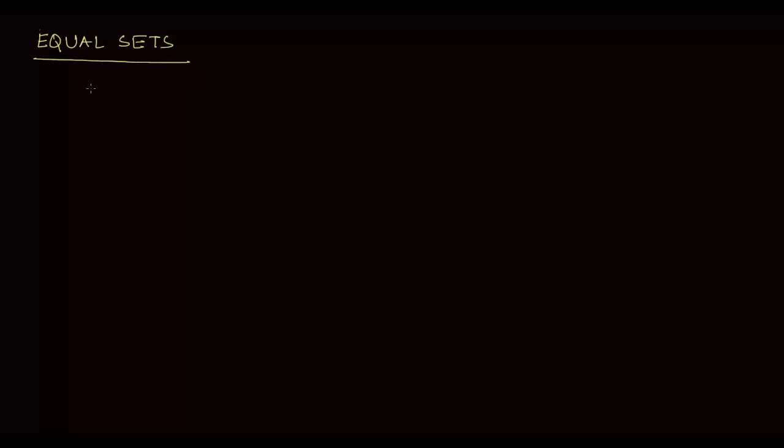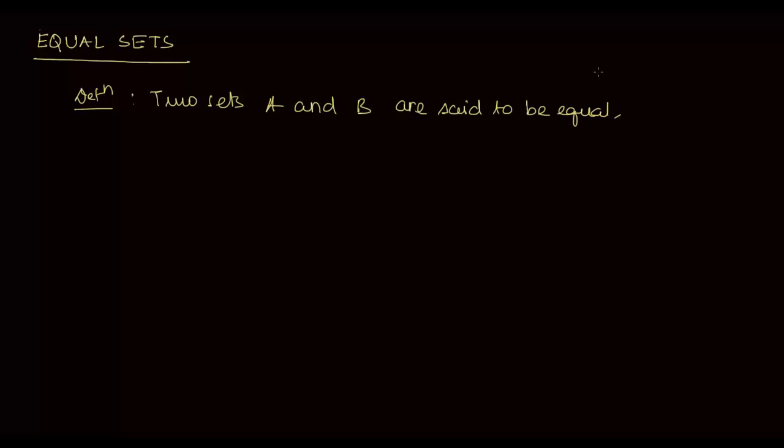Equal sets. The two sets A and B, let's begin with the definition. Two sets A and B are said to be equal if they have exactly the same elements. The same elements. Okay? I'm not saying the same number of elements, right? They have exactly the same elements, right?